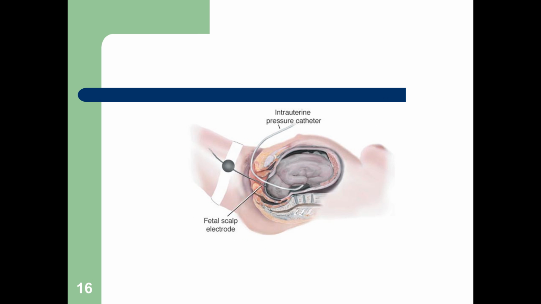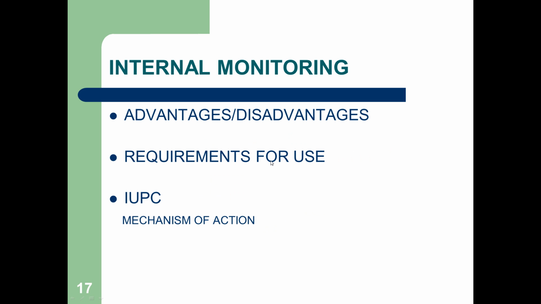And then there's a fetal scalp electrode. You can see it's put right into the fetal scalp, and here's your intrauterine pressure catheter, okay? Internal monitor. So let's talk a little bit about some advantages and disadvantages and requirements for use.